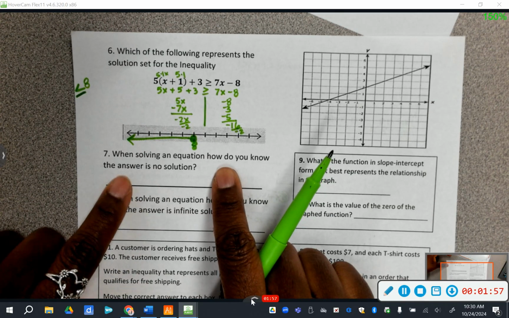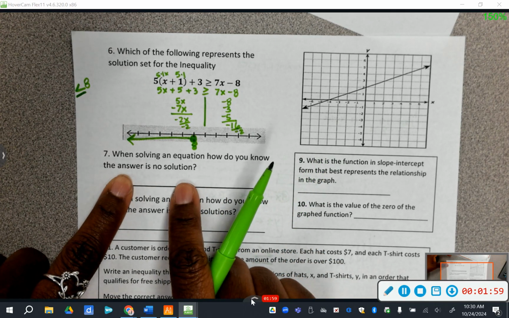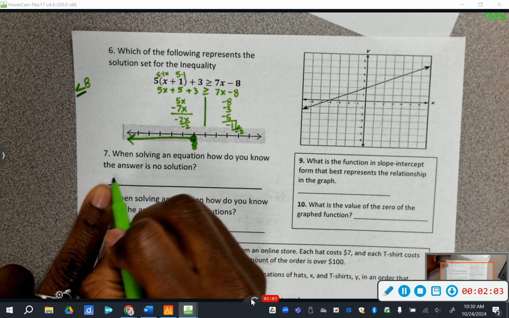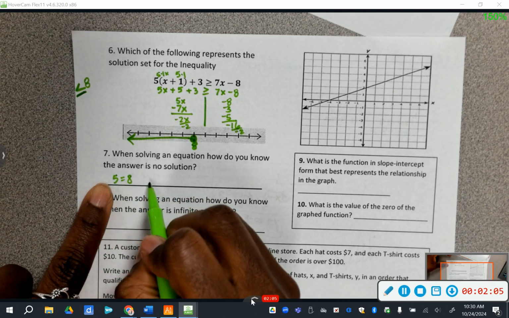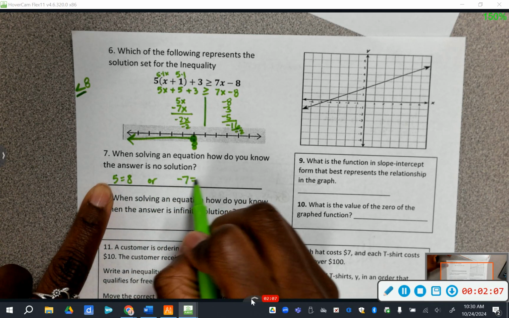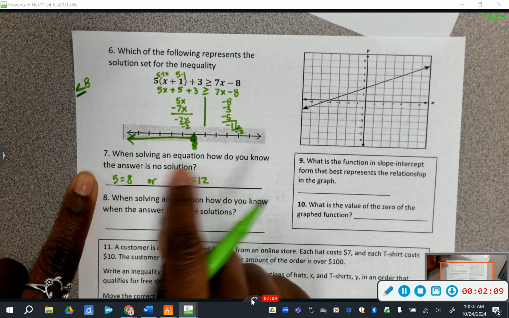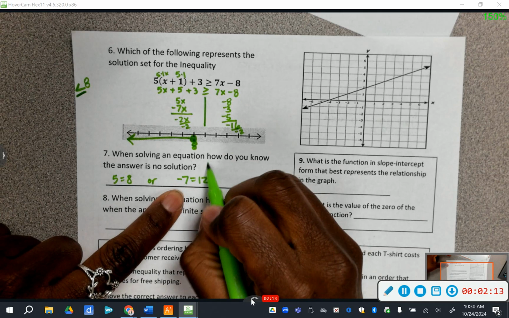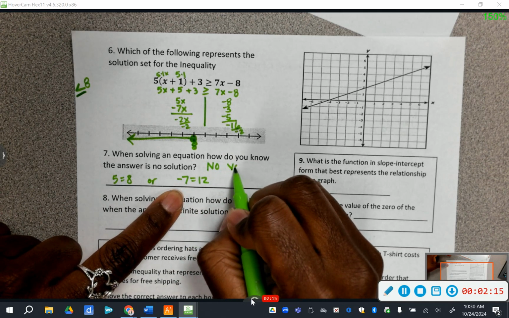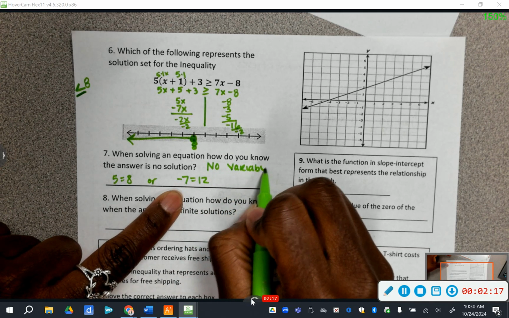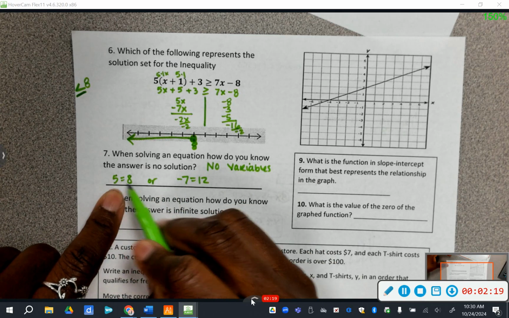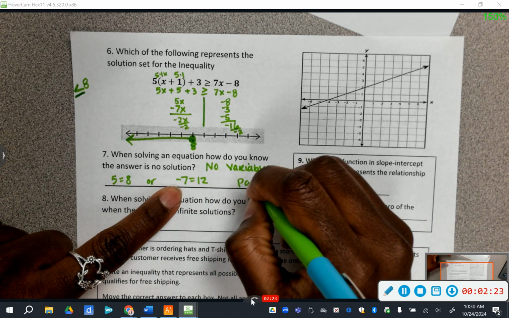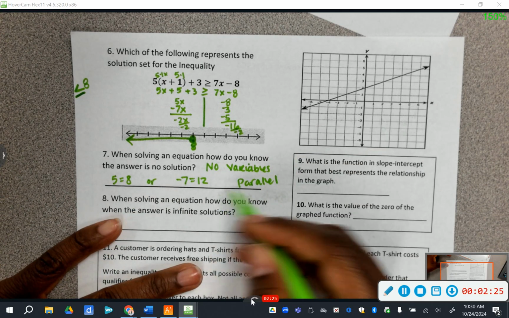When solving an equation, how do you know the answer is no solution? The answer is no solution if you notice at the end when you solve it, you have like 5 equals 8 or negative 7 equals 12. So when you solve something and you see that these two numbers are not equal and there will be no variables left over, like 5 equals 8, the lines will be parallel. All right? So that's how we know.